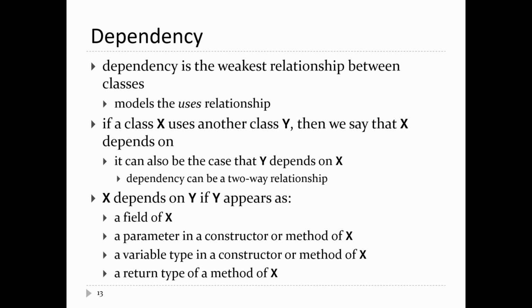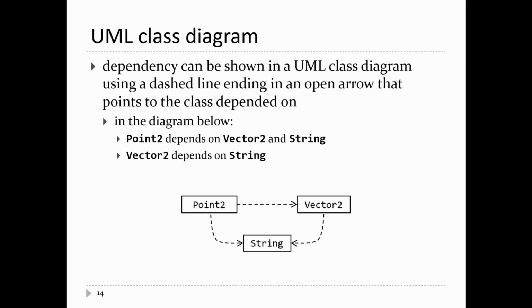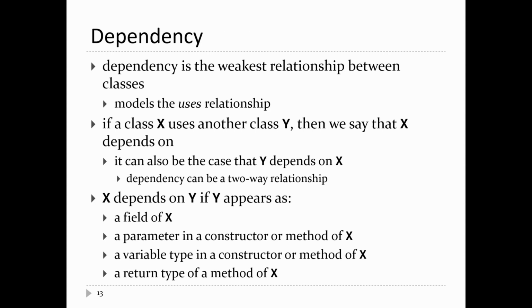So what kinds of structural relationships can you have between classes? The weakest relationship that you can have between two classes is called dependency. Dependency models what's called the uses relationship. If one class X uses a second class Y, then we say that X depends on Y. It can also be the case that if X depends on Y, Y also depends on X, so you can have a two-way relationship. Dependency can work both ways.